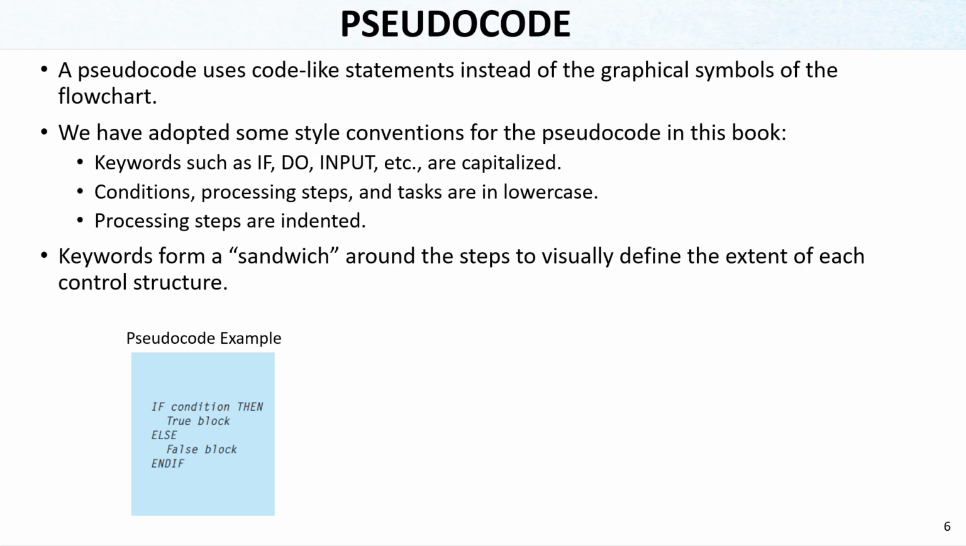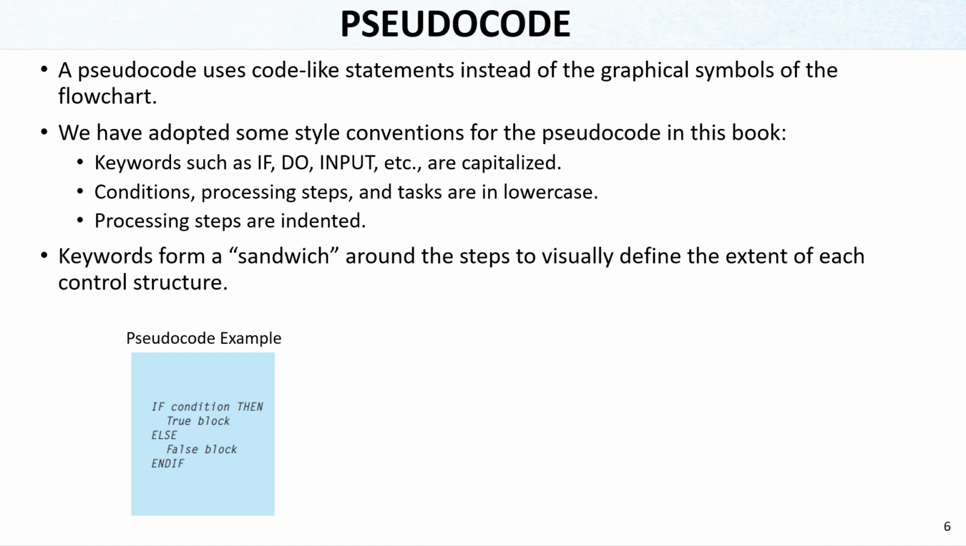Another representation scheme for the algorithms is pseudocode, and a pseudocode uses code-like statements instead of the graphical symbols of the flowchart. Basically, we don't use any shapes, but use some statements, like actually coding. And we have adopted some style conventions for the pseudocode in the book or in this class. For example, keywords such as if, do, input are capitalized. So the beginning, for example, here there's an example. These kinds of things are capitalized. And the conditions, processing steps, and tasks are in lowercase.